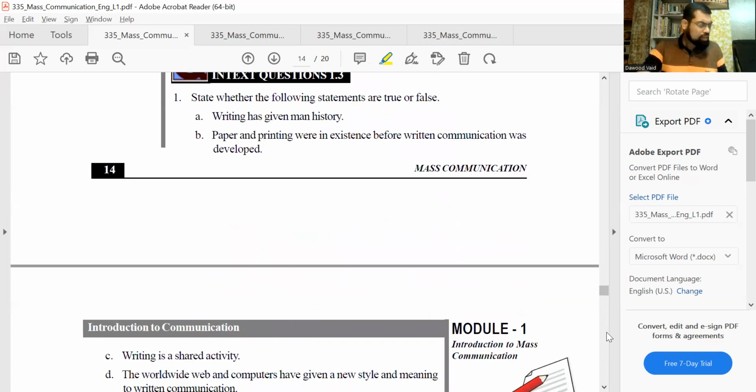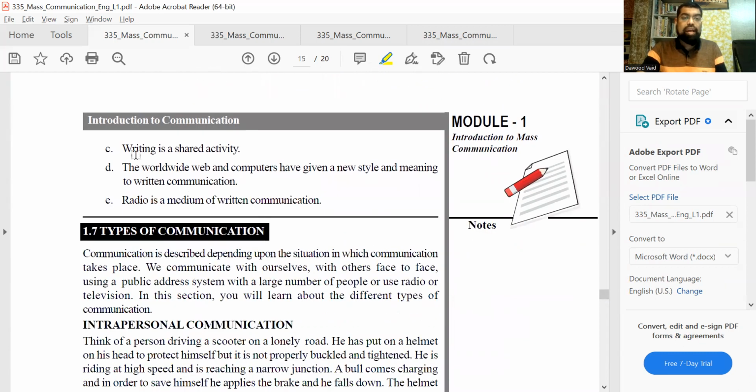Quickly, we'll do a Q&A. Writing has given man history? Absolutely. From cave writing, this is important. Paper and printing were developed before writing? No, it is wrong. So I'll only color the correct one. Writing is a shared activity? No, it is an individual activity. WWW, World Wide Web and computers have given a new style? Yes, emails, Facebook posts, Instagram, all of it that you write. Instagram is also now pictorial. We'll come to that. Radio is a means of written communication? No, it is oral communication.